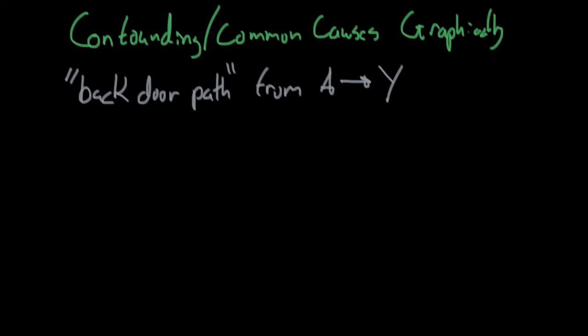We're ready now to talk about confounding, or common causes, which I think is a little bit more intuitive of a name, graphically. We've seen a lot of examples, and I've talked about it in generalities. I just want to show you what it looks like graphically and then tell you up front what the solution is. So let's say we're doing an observational study.